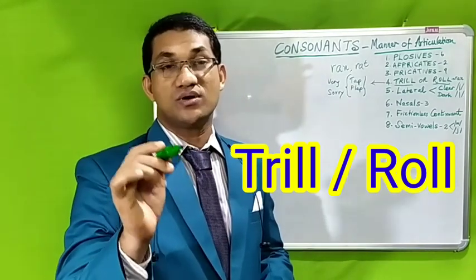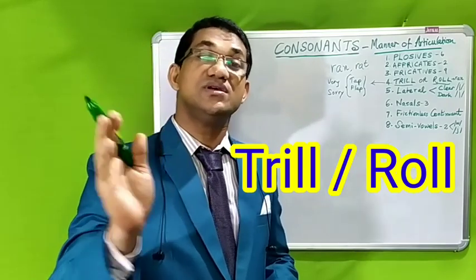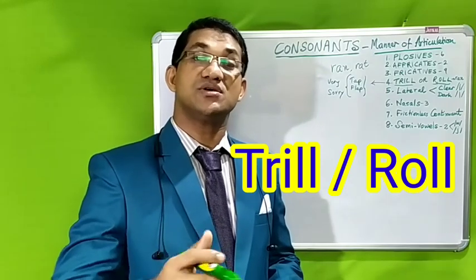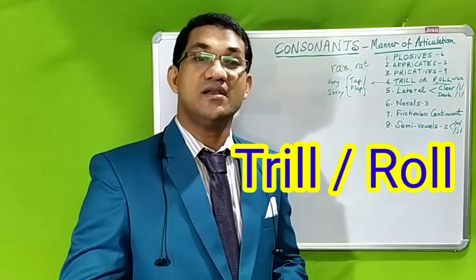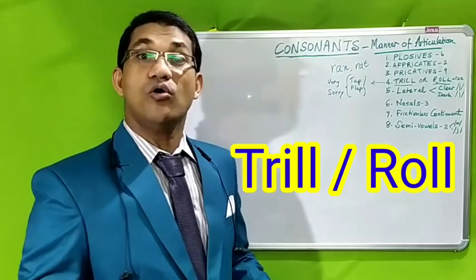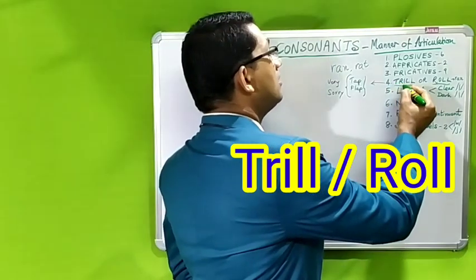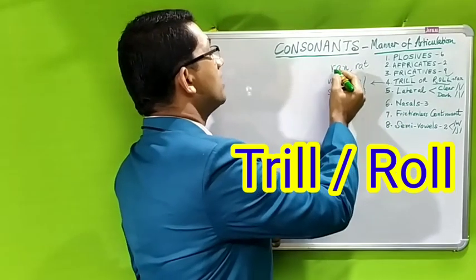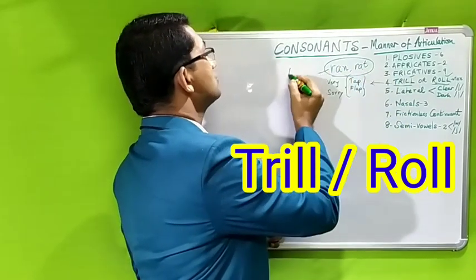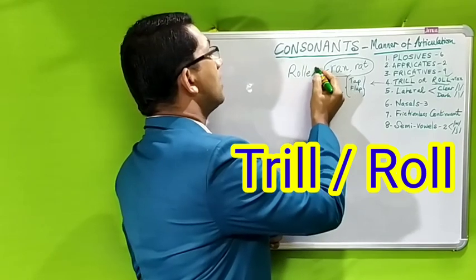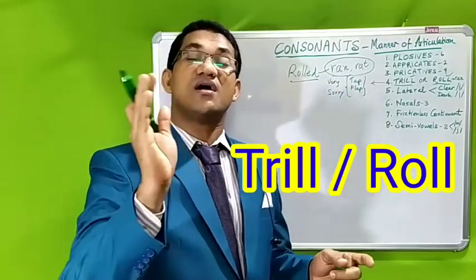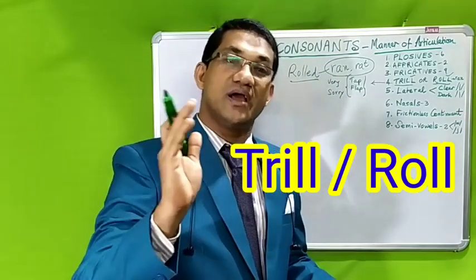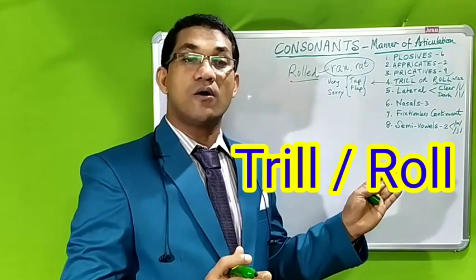So such a sound, which is articulated with a series of tapping against the roof of the mouth or the alveolar ridge, is known as trill or roll. In fact, it is also known as rolled R. We have to understand, trill is one term for that, roll is another term for that, and similarly we have another term, that is of course rolled R. Rolled because the tongue is just rolling against, tapping against the alveolar ridge a number of times. That is of course trill or roll.